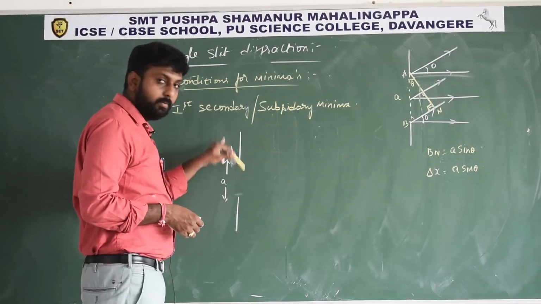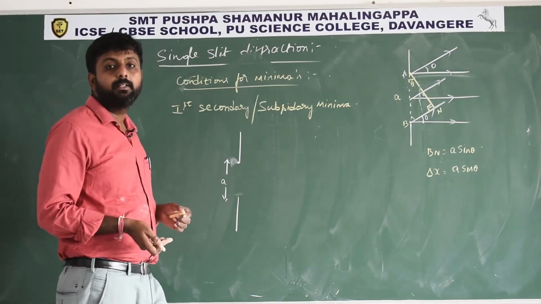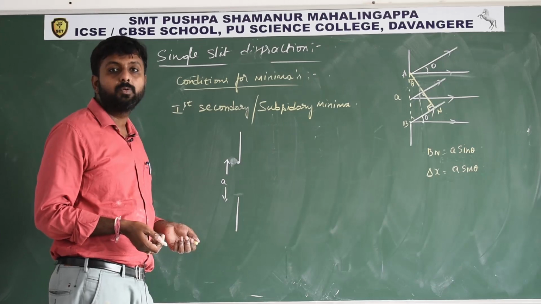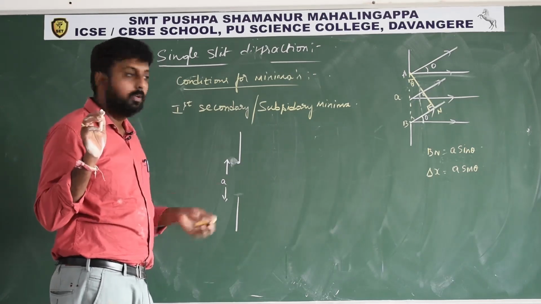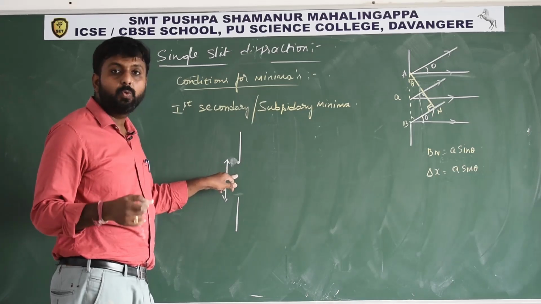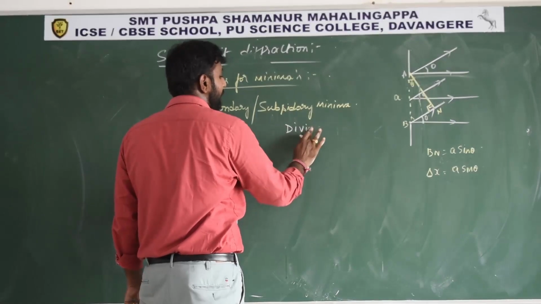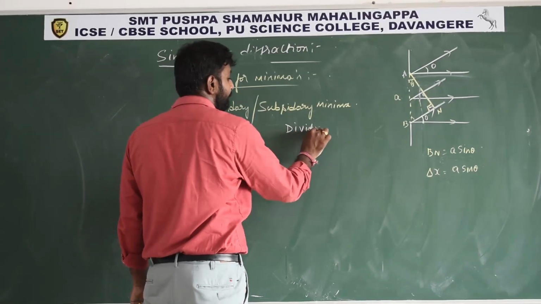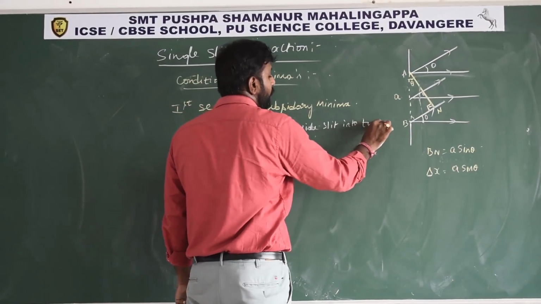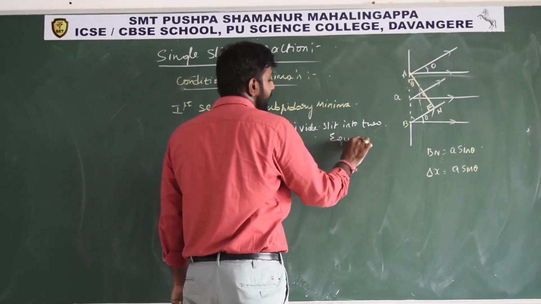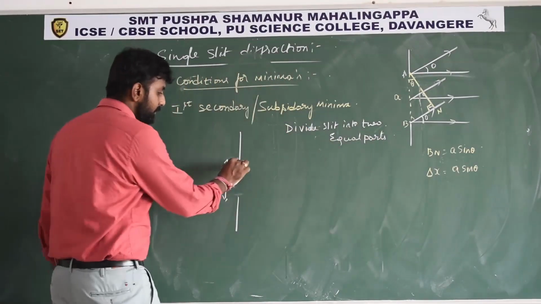Then we have taken a slit. Next, to obtain the conditions for minima, what do you have to do? You have to use logic. What is the logic? You have to divide the slit into two equal parts. Doing this only, we can understand the condition for minima. Divide the slit into two equal parts.